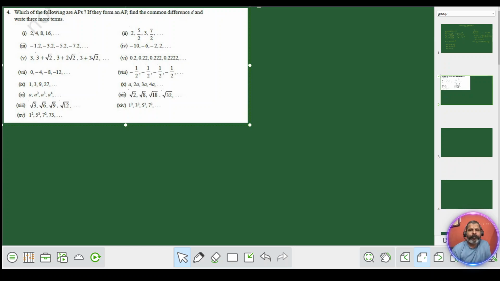Hello students, in this class we see the arithmetic progression, first exercise, fourth main. It contains around 15 questions. We'll see one by one.